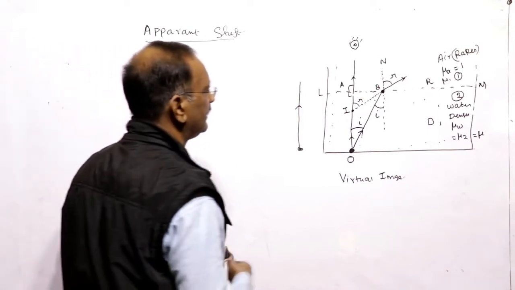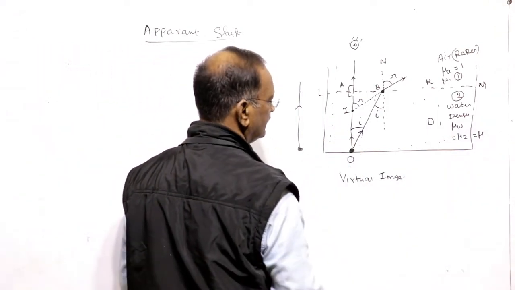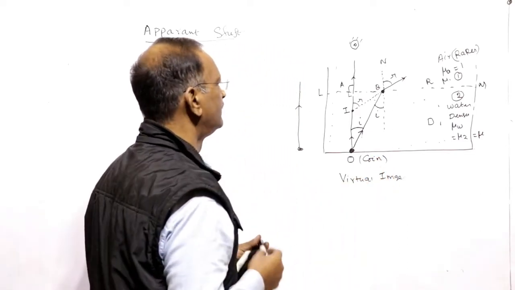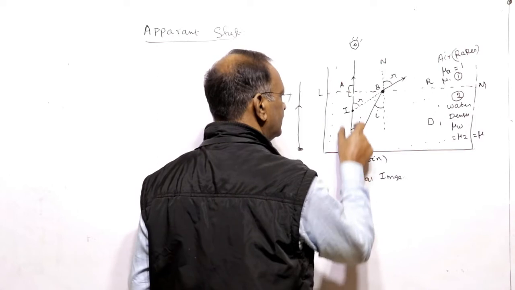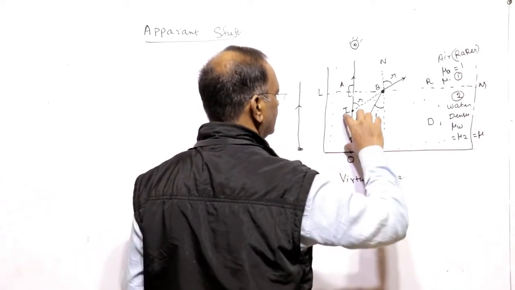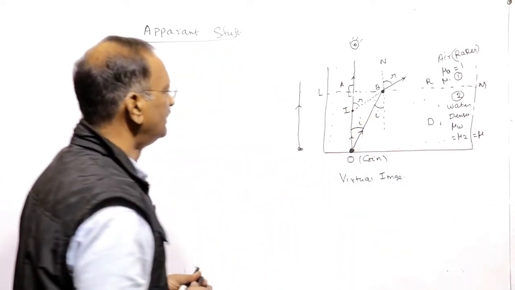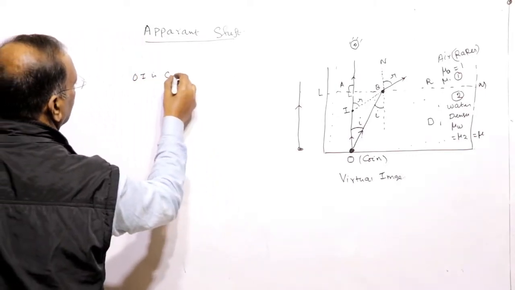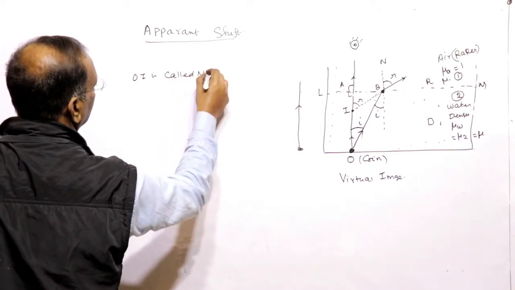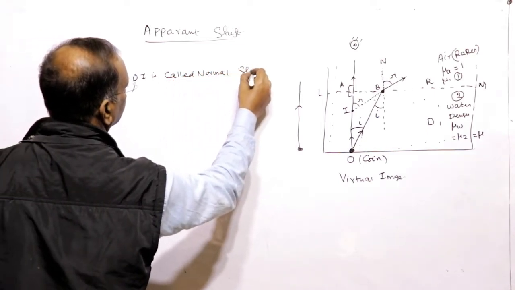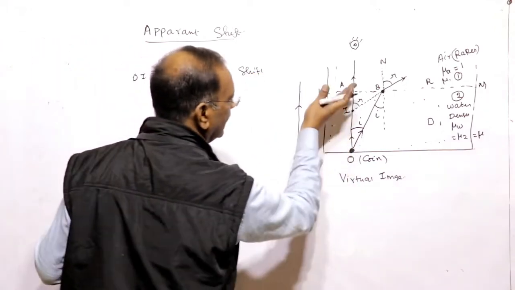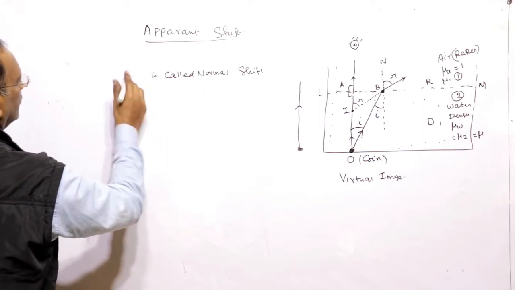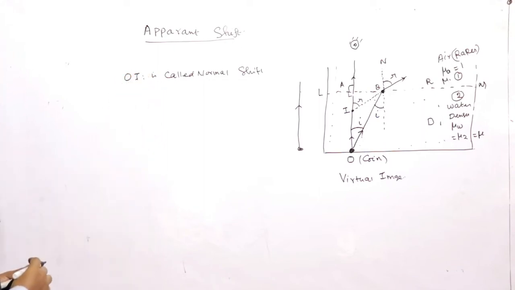Now, this is the image of this object, that is the coin, produced as a virtual image. So when seen from the top, it seems the object is raised through this much height. This is called normal shift. OI is called normal shift. That is how much height the object is raised. Therefore, OI we call normal shift.